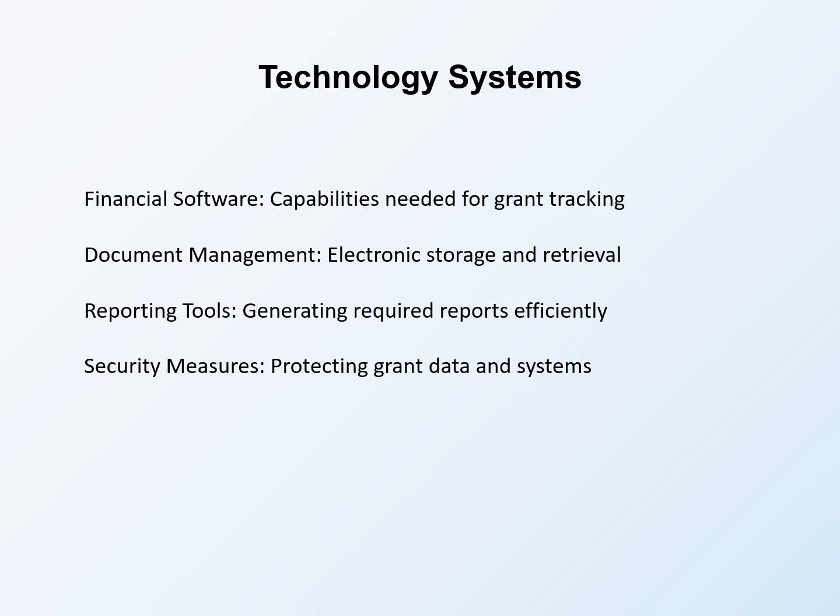Document management systems enable electronic storage and retrieval of grant documentation. Electronic systems can be more efficient than paper, but they must meet federal requirements for authenticity and accessibility. Evaluate whether your document management supports the grant binder approach. Reporting tools generate required reports efficiently. Consider whether your systems can produce SF 425 financial reports, progress reports in required formats, and internal management reports. Reporting that requires extensive manual compilation is prone to errors and delays.